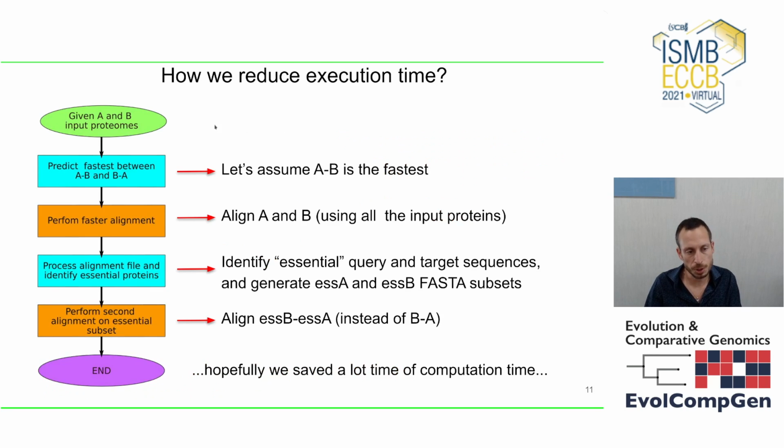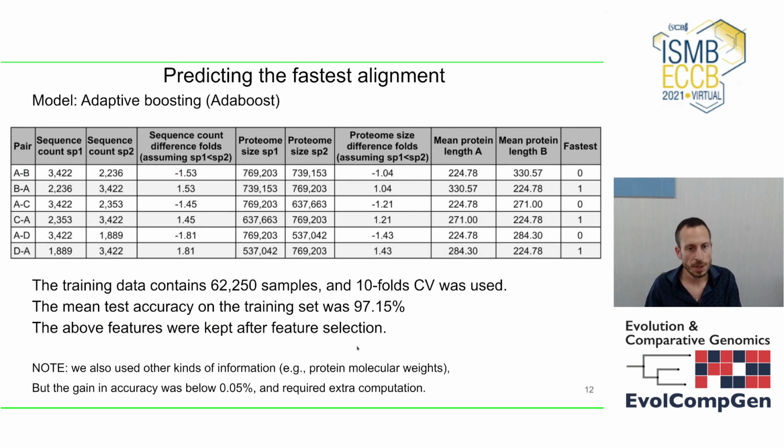So how do we do this prediction? The first thing we do is predict which is the fastest between the alignments AB and BA. Then we align AB with the whole input, and we create our essential sets, essential A and essential B, and we align essential B and essential A instead of the complete set BA, and hopefully save some time. How do we predict the fastest alignment?